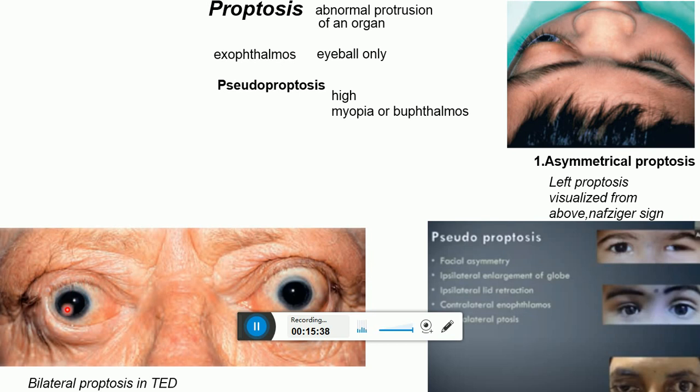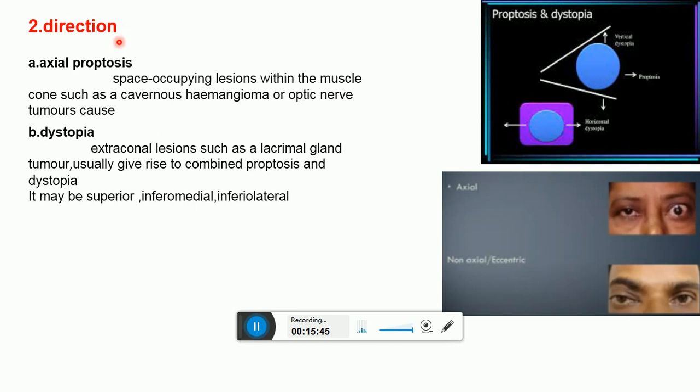This picture contains bilateral proptosis in thyroid eye disease. The direction of proptosis is very important because it indicates the likely pathology. For example, space occupying lesions within the muscle cone such as cavernous hemangioma and optic nerve tumors cause axial proptosis, whereas the extraconal lesions usually give rise to combined proptosis and dystopia. Dystopia implies displacement of the globe in the coronal plane, usually due to extraconal orbital mass such as lacrimal gland tumor.